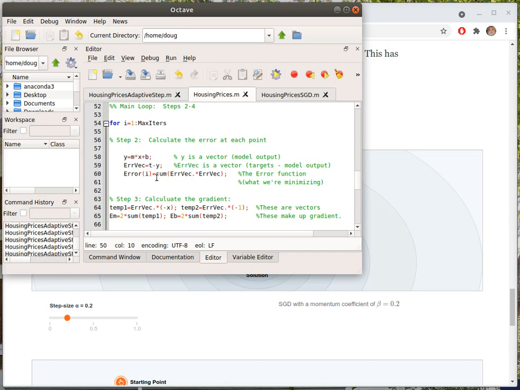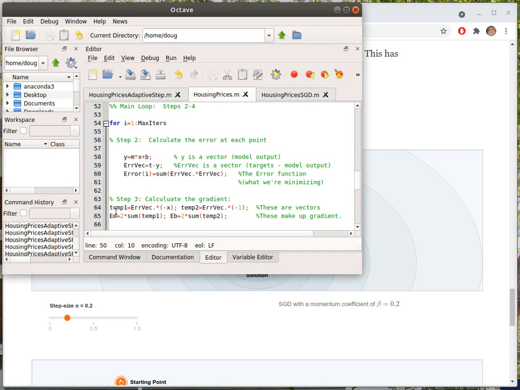And so what is the overall error function? That is the sum of the squares of these, right? So that's the sum of squared errors that we were talking about. And so this is the full error function right here. That's why I'm saving it, so we can plot it later.